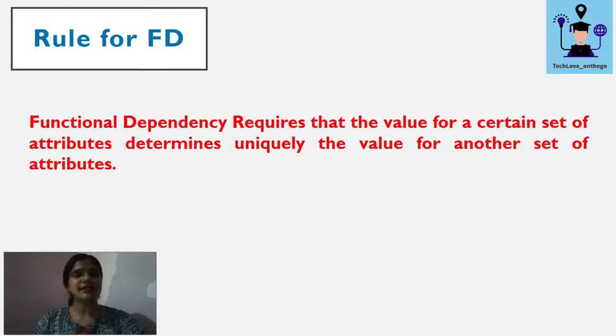So let's discuss the rule for functional dependency, which is very important to find out. Functional dependency requires that the value for a certain set of attributes determines uniquely the value of another set of attributes. That means if there is a relation between one set of attributes and another set of attributes, then that particular set of attributes on the left side should be able to determine the value of the other attribute in the functional dependency.